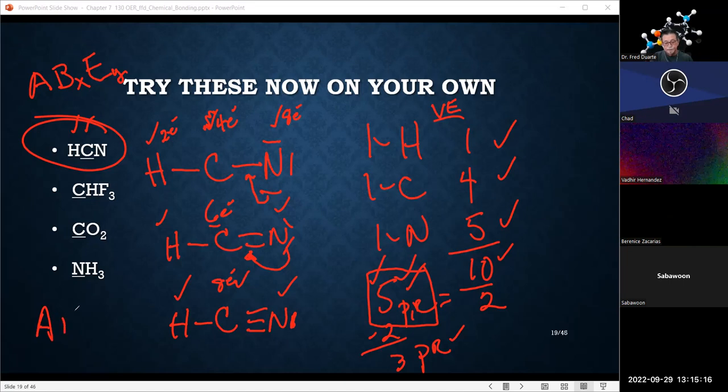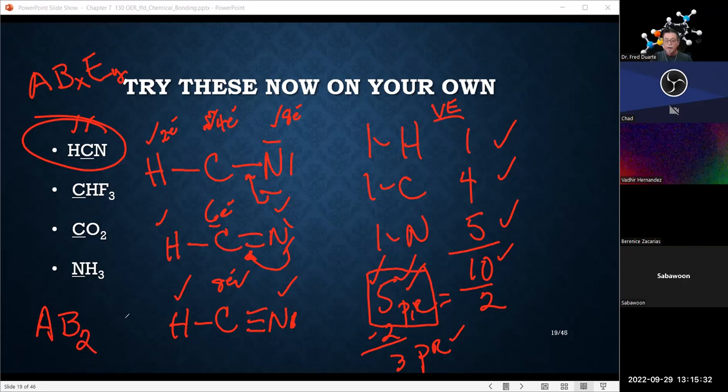B represents the atoms bonded to the central atom. They could be the same or they could be different. We got a nitrogen and a hydrogen, so we got a subscript 2, okay?